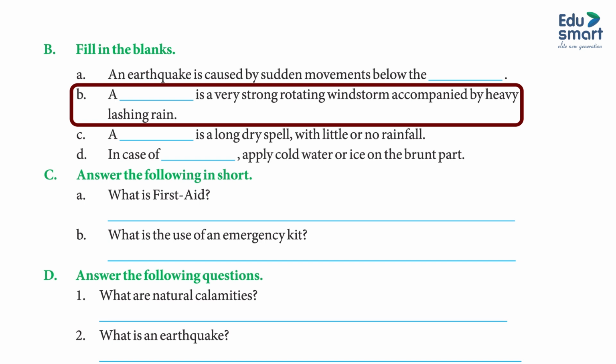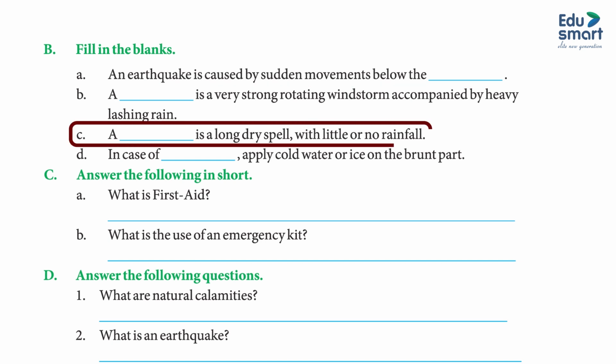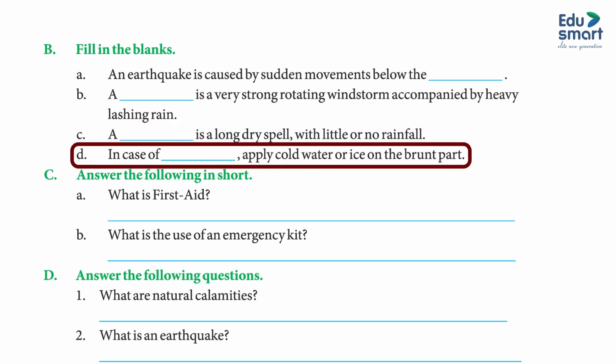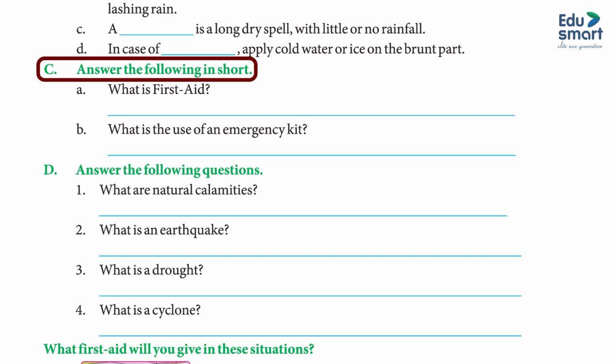Answer: cyclone. C. A dash is a long dry spell with little or no rainfall. Answer: drought. D. In case of dash, apply cold water or ice on the burnt part. Answer: minor burns. C. Answer the following in short.